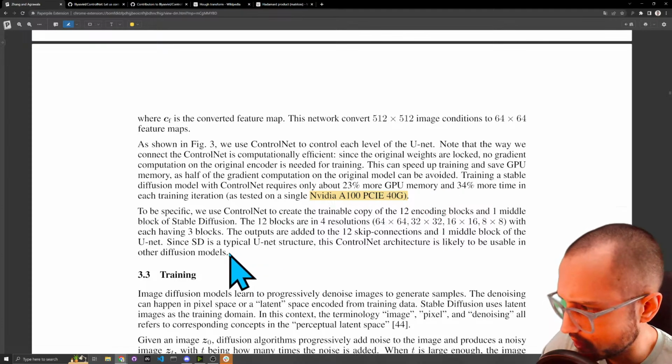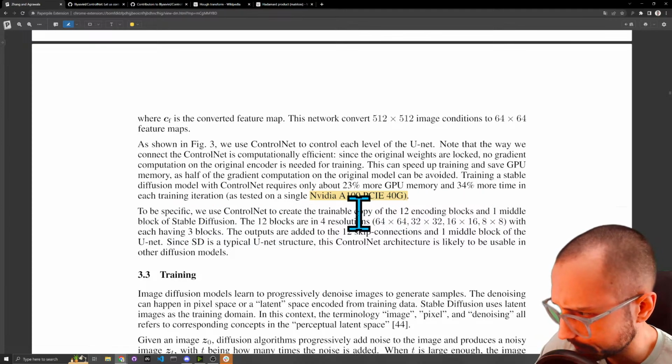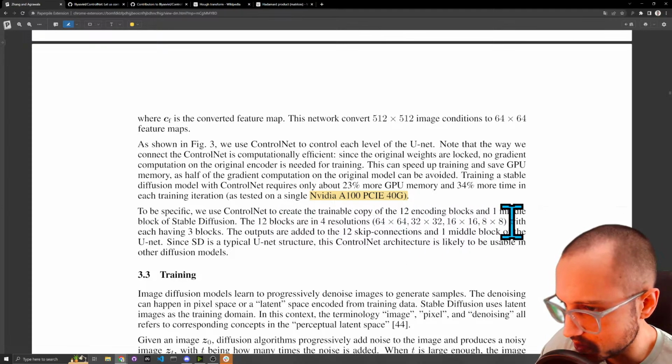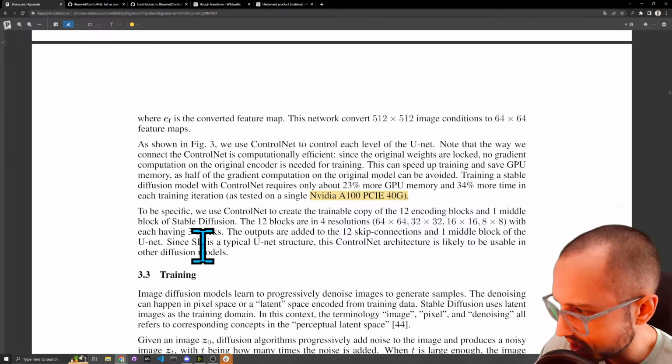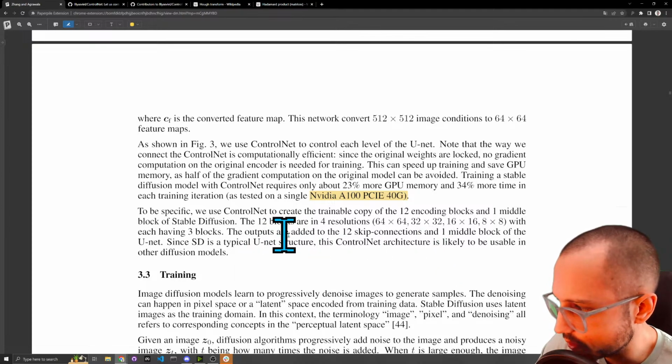To be specific, we use the ControlNet to create the trainable copy of 12 encoding blocks and 1 middle block. The 12 blocks are in 4 resolutions: 64, 32, 16, 8, with each having 3 blocks. The outputs are added to the 12 skip connections and 1 middle block of the UNet. Since standard diffusion is a typical UNet architecture, this ControlNet architecture is likely to be usable in other diffusion models.